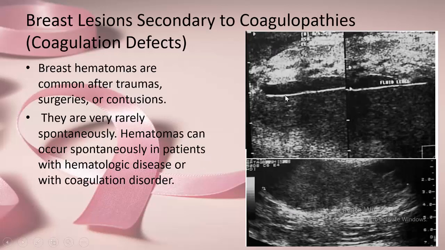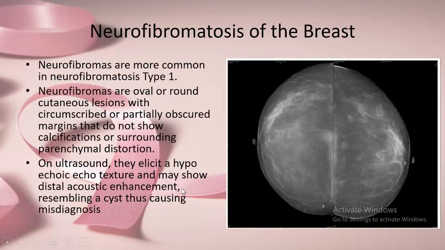And this is on follow-up. This is a fluid level seroma occurring in the upper part. Neurofibromatosis of the breast, another very rare entity. They are common in neurofibromatosis type 1. Neurofibromas are oval or round cutaneous lesions with circumscribed or partially obscured margins that do not show calcification or surrounding parenchymal distortion, like this one. On ultrasound, they show a hypoechoic echotexture and may show distal acoustic enhancement resembling a cyst, thus causing misdiagnosis.